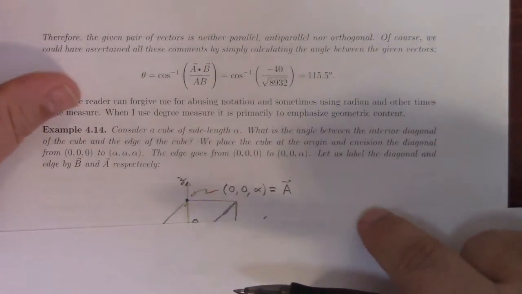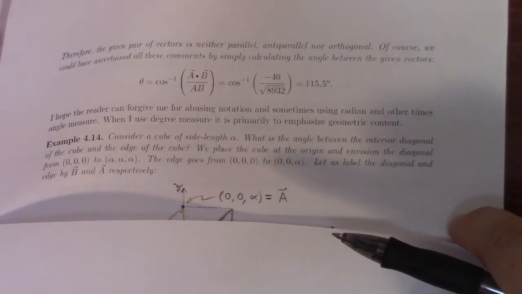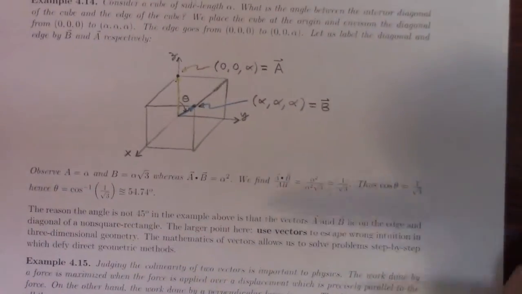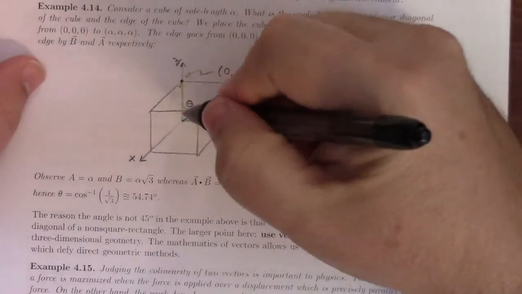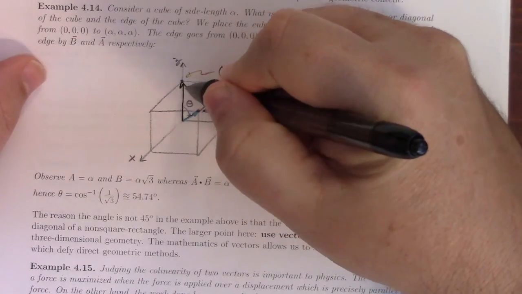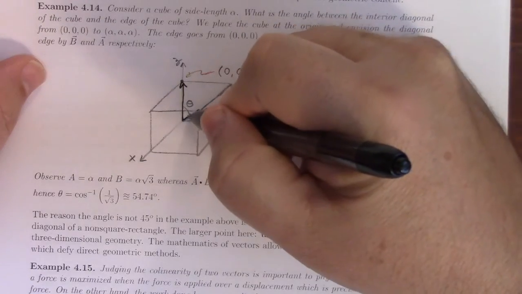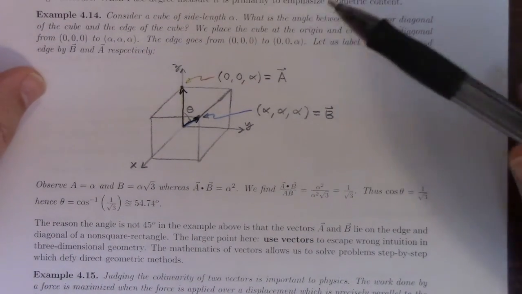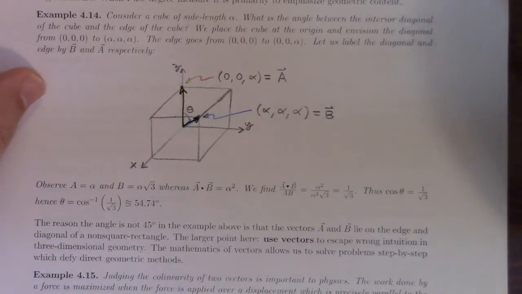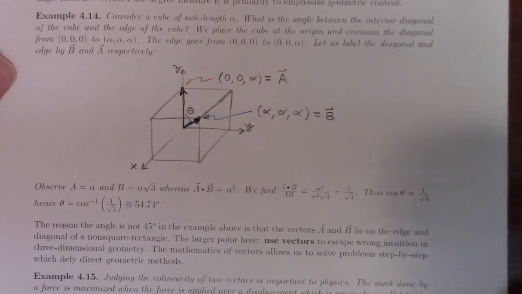Now, we worked this example in class, as you may recall. Find the angle between the back leg and the diagonal from the origin pointing out to the front corner of a cube. I did it for unit length in class. Here I've done it for length alpha, but the story is the same, 54.74 degrees.